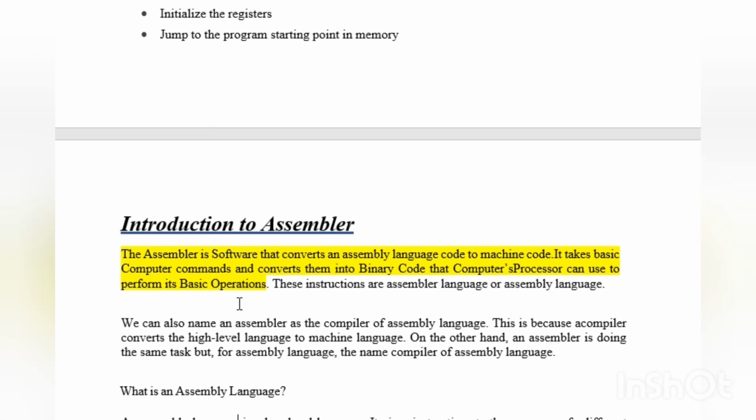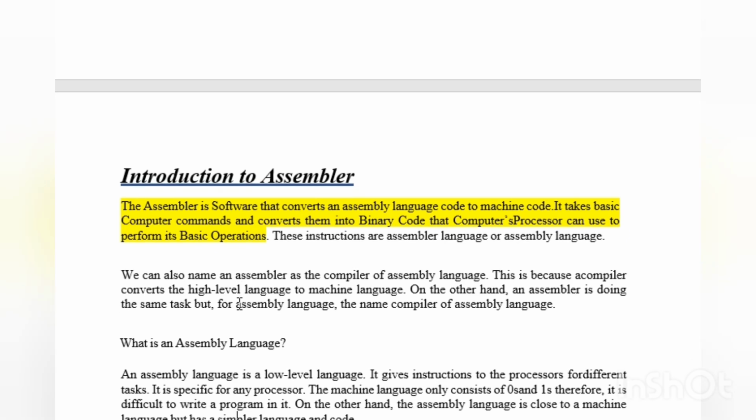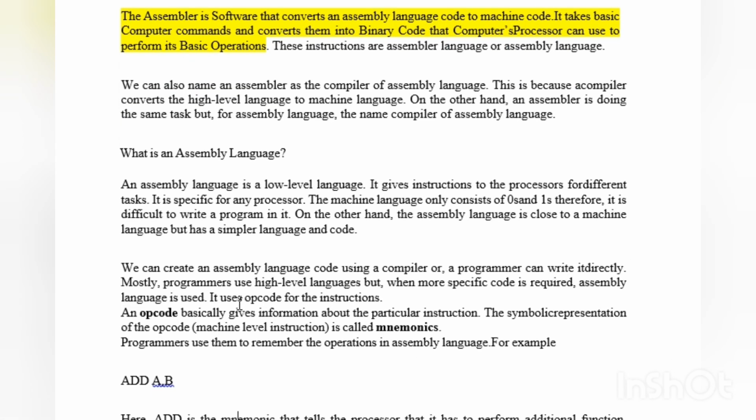Next we have the assembler. The assembler is software that converts assembly level code to machine code. It takes basic computer commands and converts them into a binary code that computer processors can use to perform their basic operations. So basically, the assembler converts assembly level language code into machine level language code.